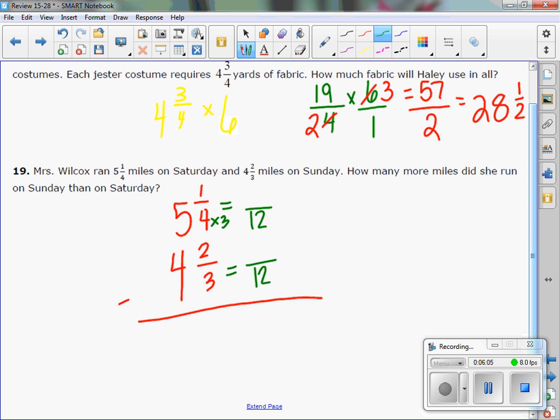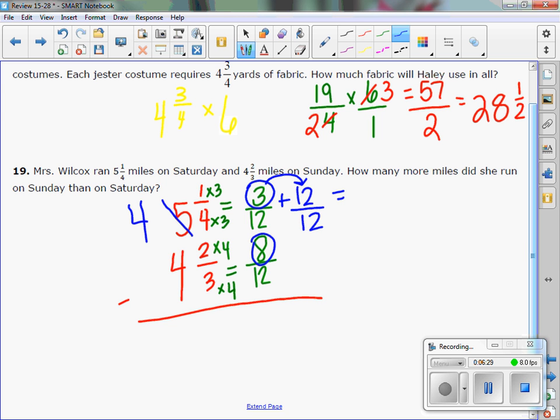4 times 3 is 12. 1 times 3 is 3. 3 times 4 is 12. 2 times 4 is 8. Now, I cannot subtract 8 from 3, so I'm going to have to borrow. Borrow from the 5, he now becomes just a 4. If I borrowed a whole, add your whole back, 12 twelfths. So really, my 3 and my 12 equal 15 twelfths. Now I can do 15 minus 8, which is 7 twelfths as my answer.